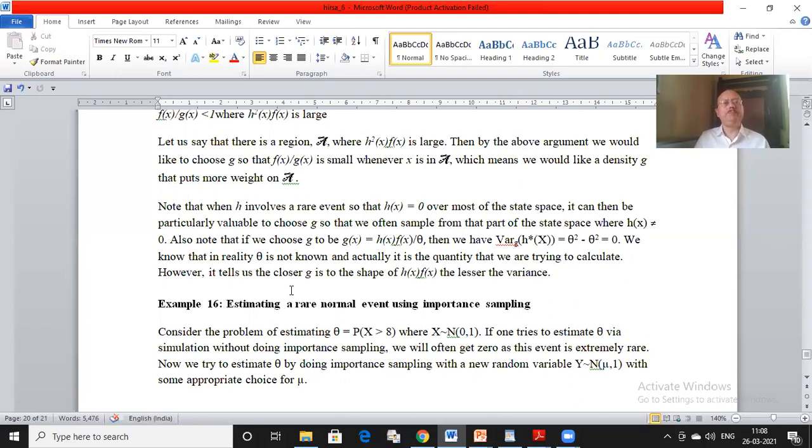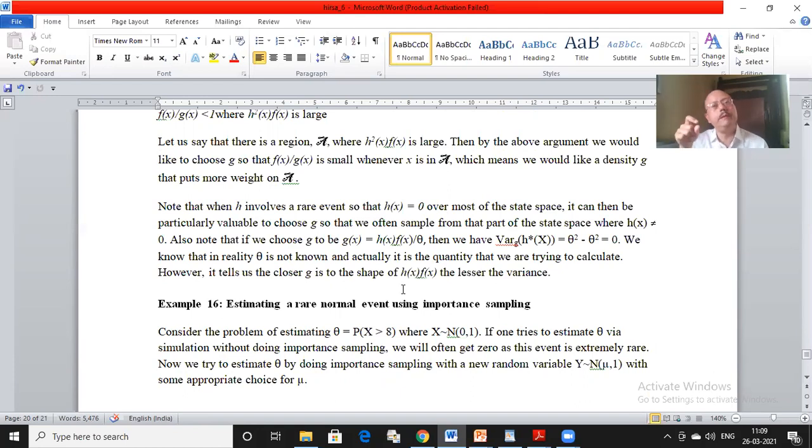So if I can put g close to this shape of hf, because hf by theta was our target, and theta being a constant, the shape of g should be the same as the shape of hf, shape in the sense of curvature, etc. So if I can match g to the shape of h into f, the variance is likely to be lower. So that's a strategy for targeting a good candidate for g.